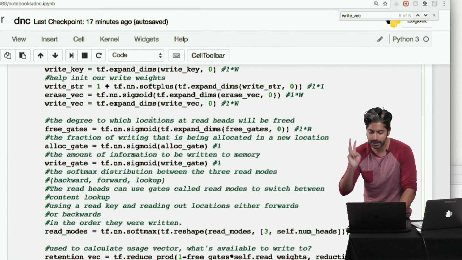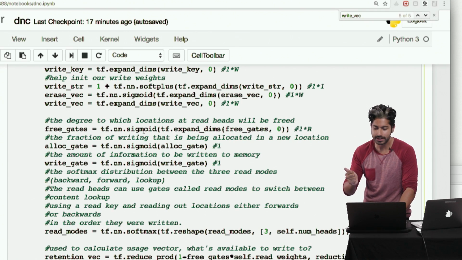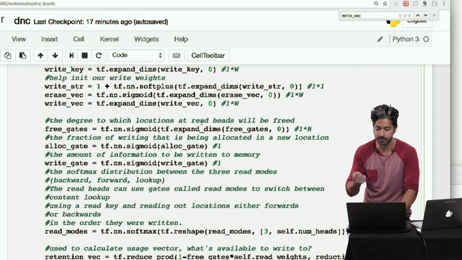Okay, so then we have 3 gates. The first one is the free gate, which defines the degree to which locations at read heads will be freed.